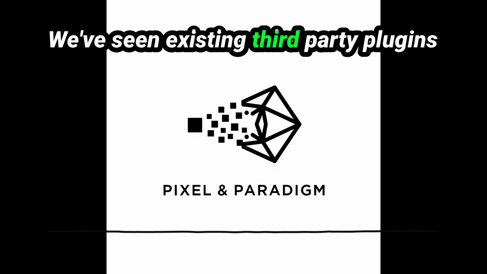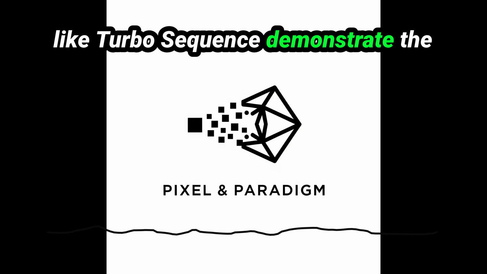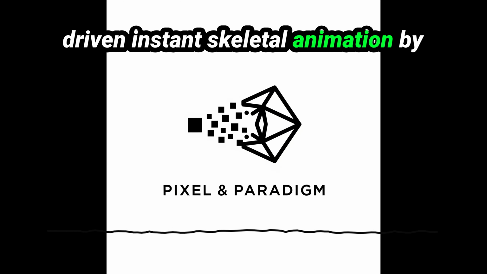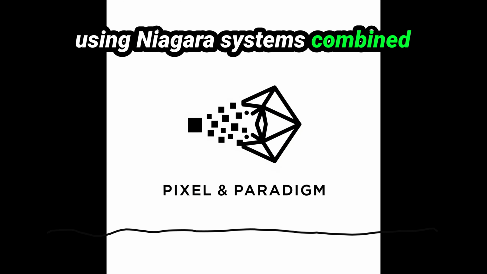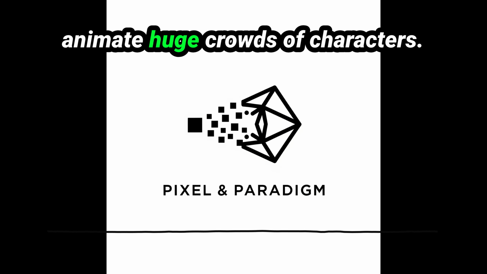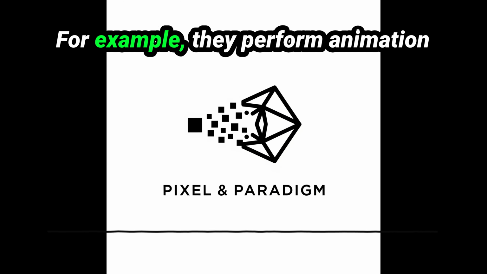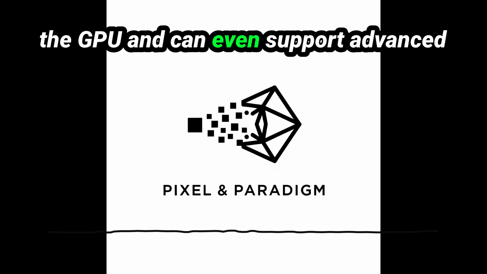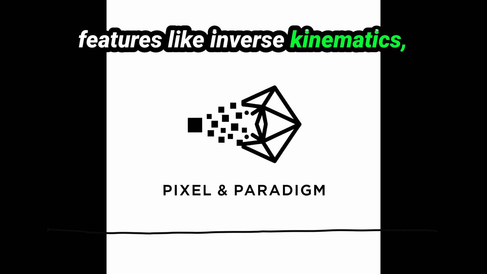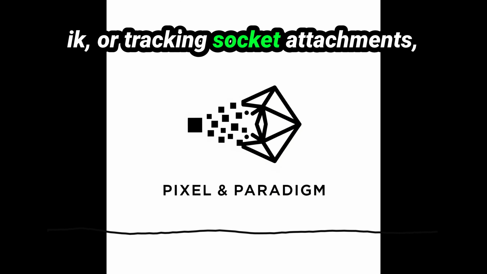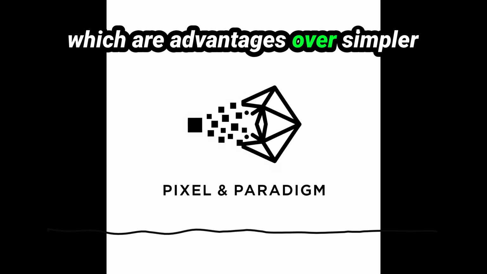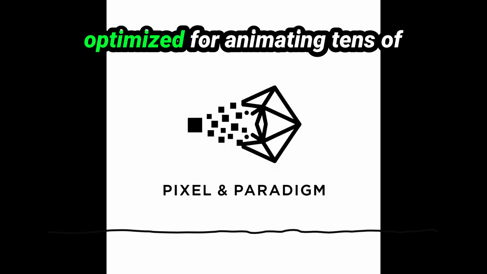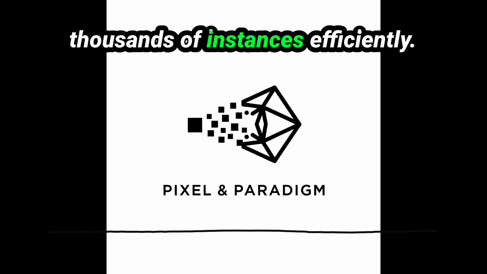We've seen existing third-party plugins like TurboSequence demonstrate the feasibility of doing large-scale GPU-driven instanced skeletal animation by using Niagara systems combined with compute shaders to manage and animate huge crowds of characters, for example. They perform animation updates like joint bending directly on the GPU and can even support advanced features like inverse kinematics, IK, or tracking socket attachments, which are advantages over simpler pre-baked animation methods like VATs. These systems are often optimized for animating tens of thousands of instances efficiently.